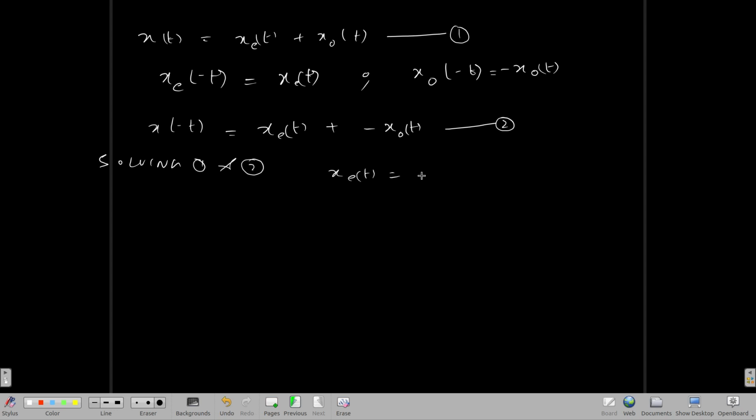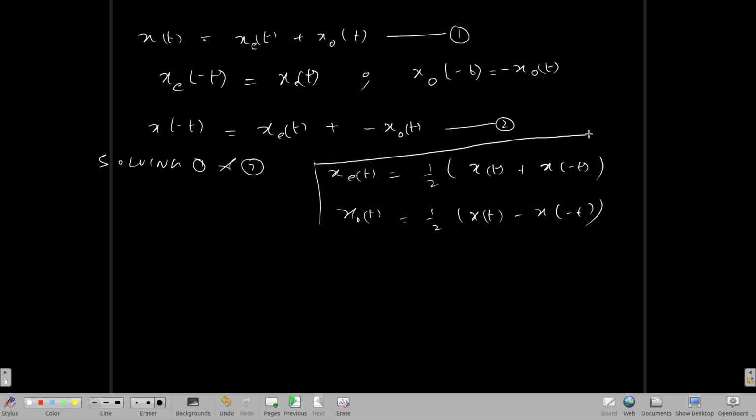x e of t is equal to 1 by 2 times x of t plus x of minus t, and x o of t is equal to 1 by 2 times x of t minus x of minus t. So this is the result. That is, first, we can represent any signal x of t in terms of an even signal and an odd signal. And it is obtained like this: x e of t equals half of x of t plus x of minus t, and x o of t equals half of x of t minus x of minus t. Okay, this is the result. Please remember.